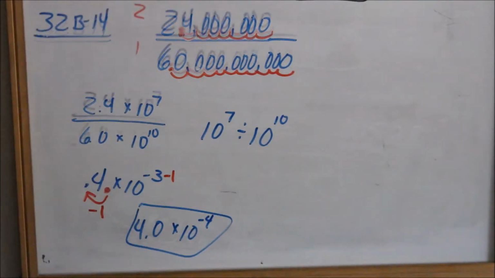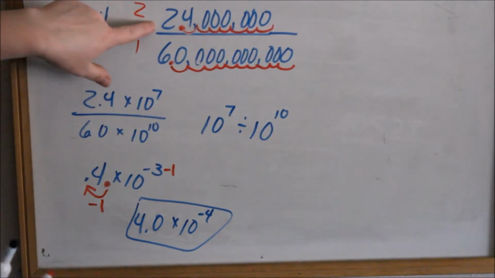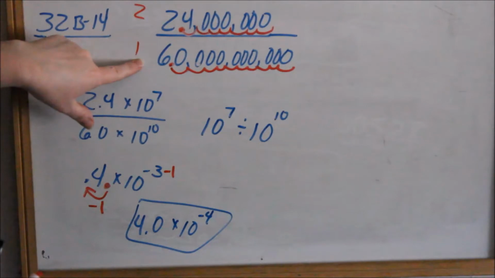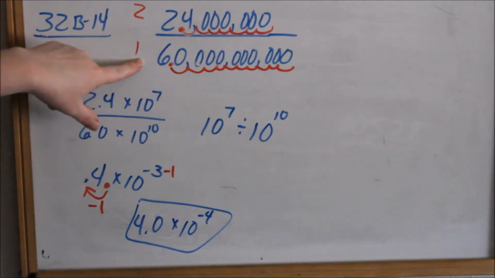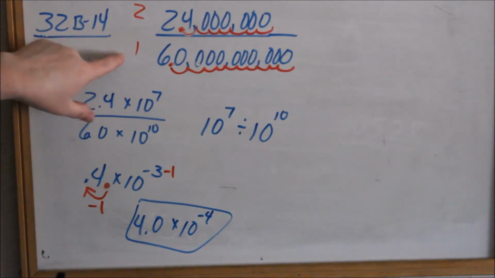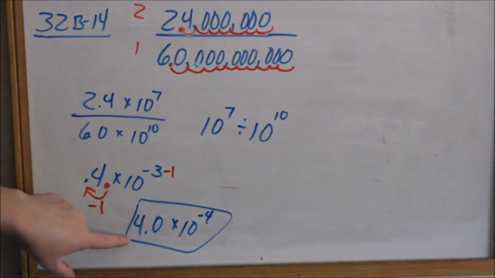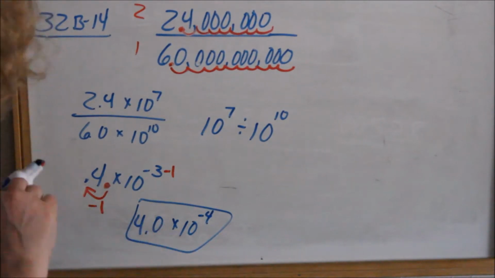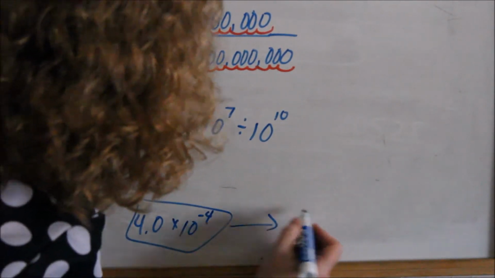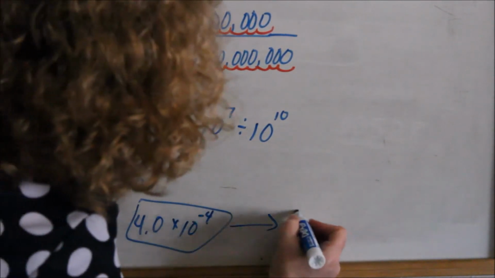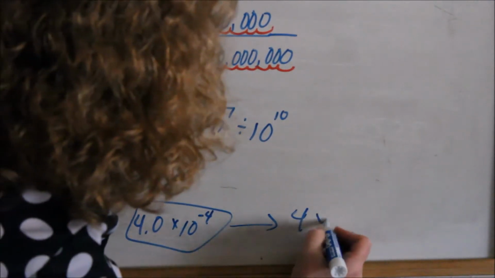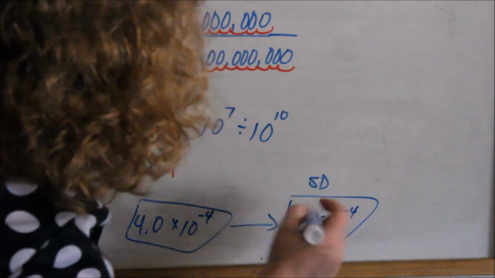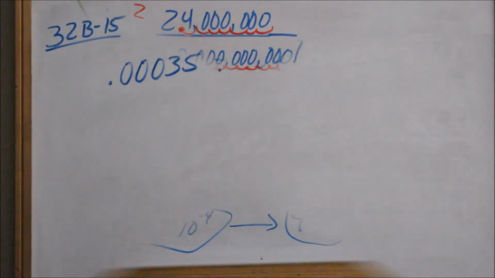Now let's look at significant digits. Okay, so in the original problem, 24 million has 2 significant digits, 60 billion has 1 significant digit, so our answer has to be the lowest of those, has to be 1 significant digit. So going down to our answer, 4.0, in significant digits, you can just write it as 4. Don't write the 0.0, just write 4 times 10 to the negative 4. And that 4 is just one significant digit.